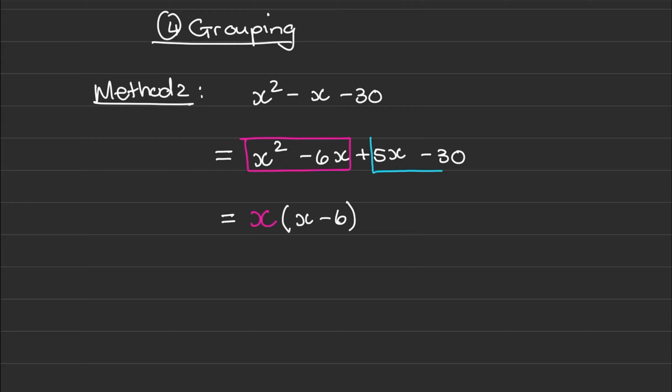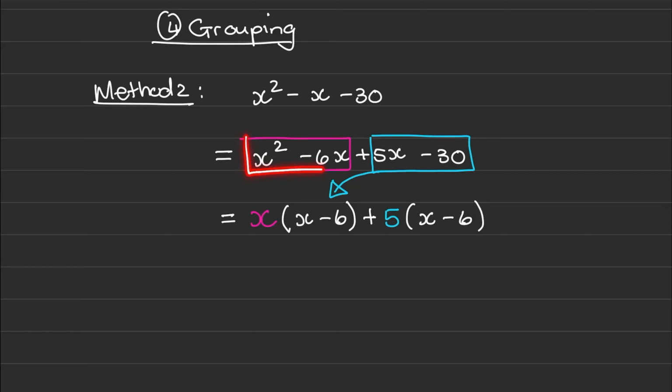And now for the second 2 terms, my aim is to take out a common factor so that I again can get my bracket of x minus 6. And that common factor would be 5. So if I take out 5, in my second pair of terms, I have a bracket of x minus 6.